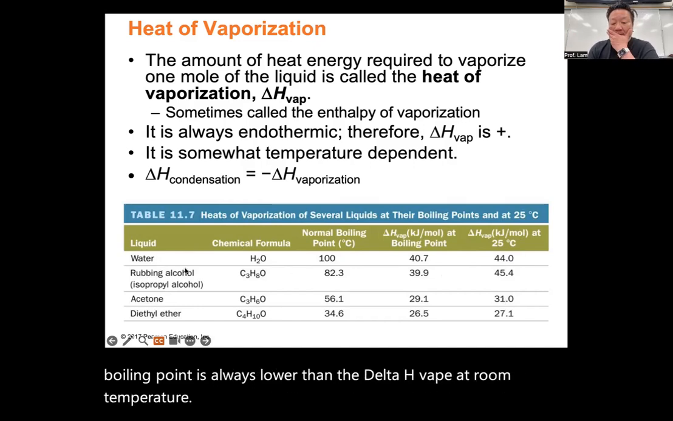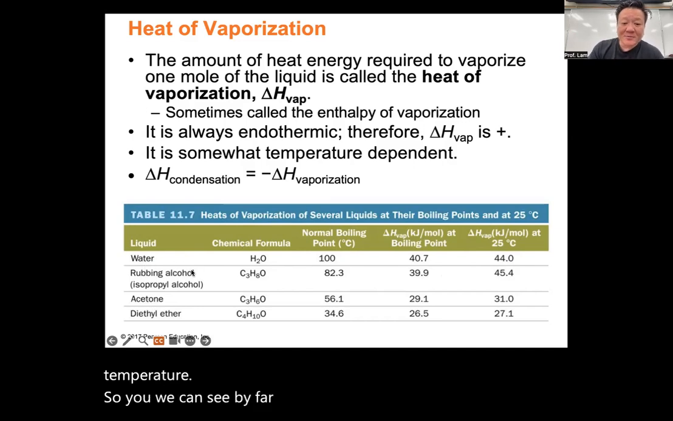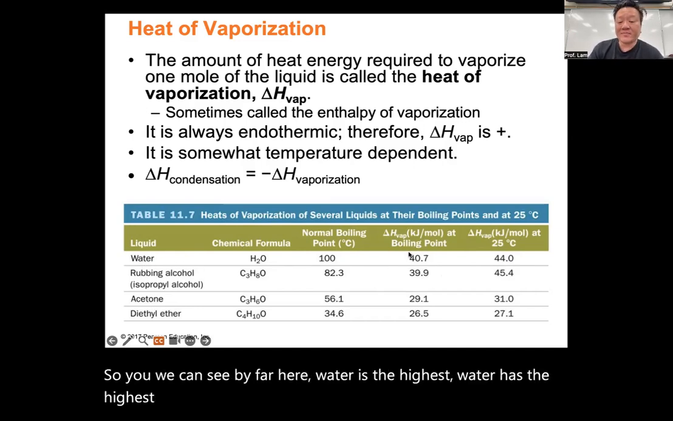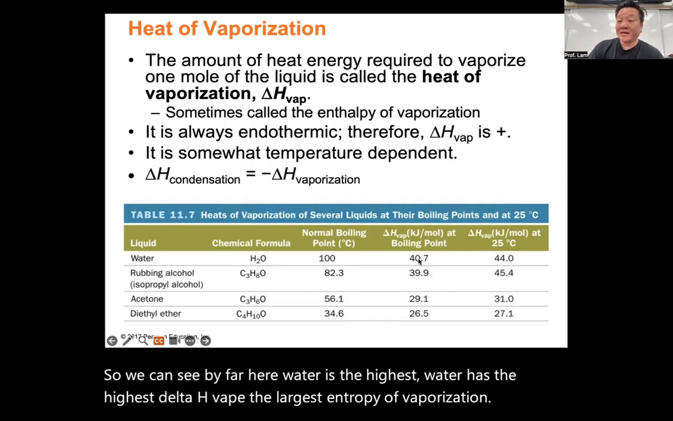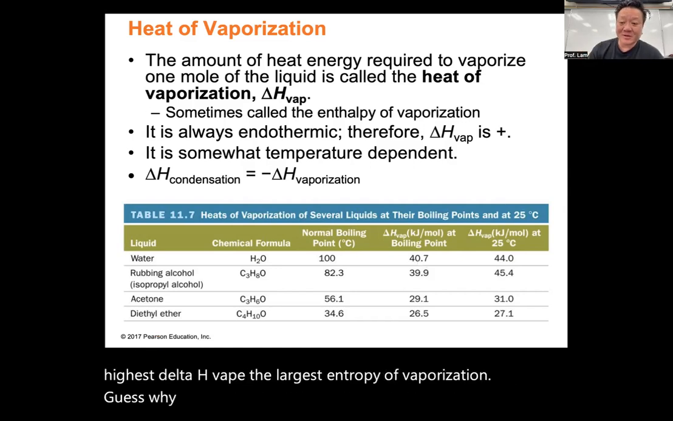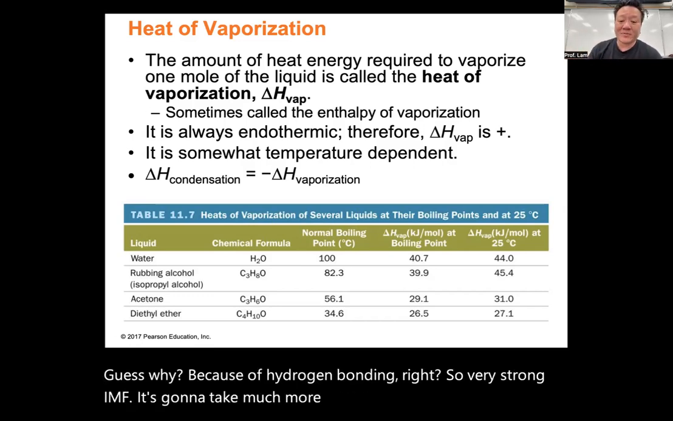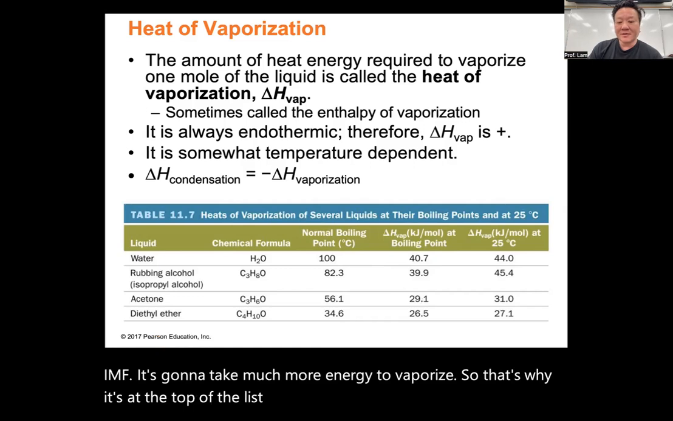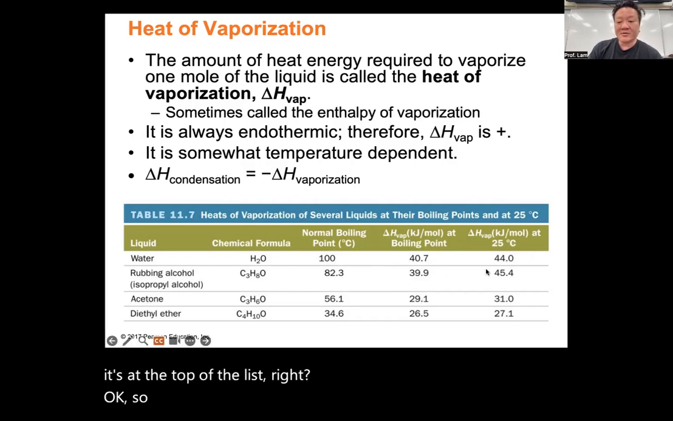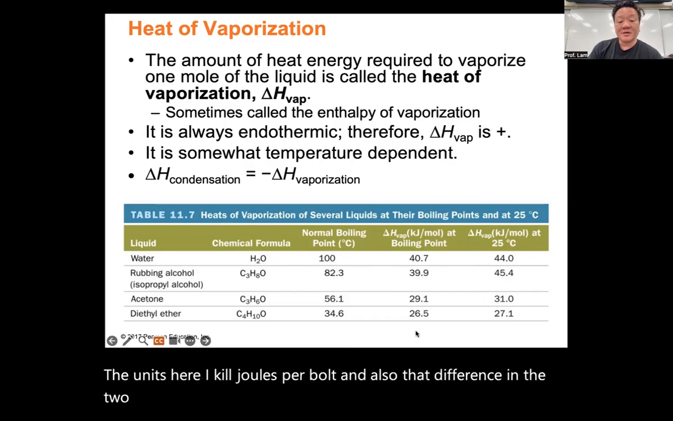So we can see by far here, water is the highest. Water has the highest delta H vap, the largest enthalpy of vaporization. Guess why? Because of hydrogen bonding, right? So very strong IMF. It's going to take much more energy to vaporize. So that's why it's at the top of the list, right? Okay. So again, notice the units here, right? Kilojoules per mole, and also the difference in the two columns.